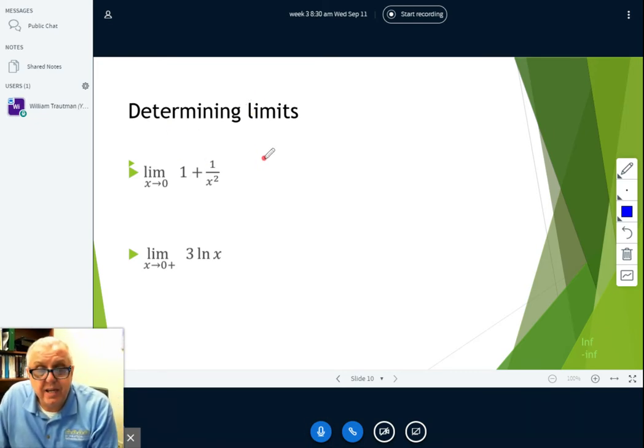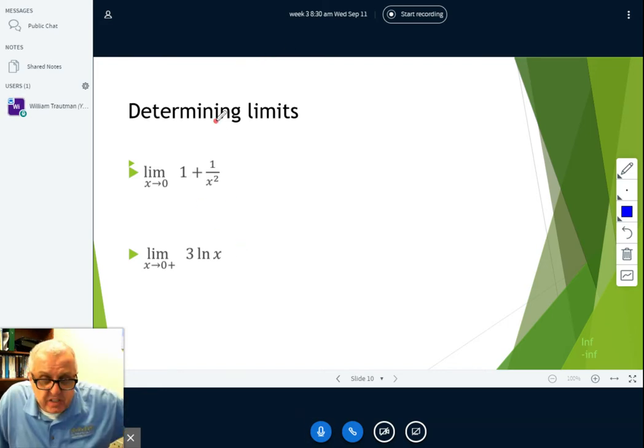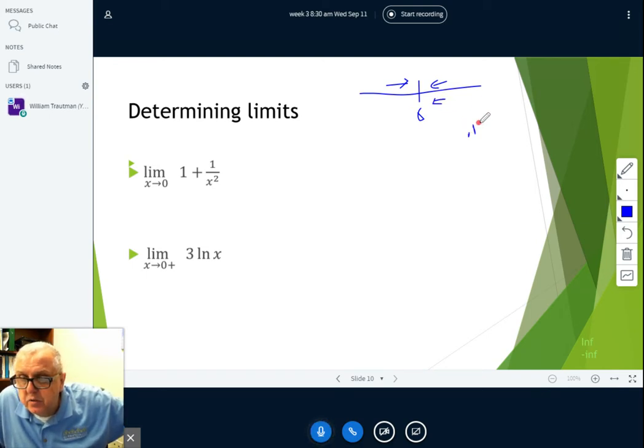You can actually put this in your calculator and take a look at it. But if this was a problem on a show-your-work part of the test, the work I want to see is that we're approaching 0. Here's a number line. Here's 0. We're approaching 0 from both sides. I'm going to plug in a very small number, 0.01, then 0.00000001.